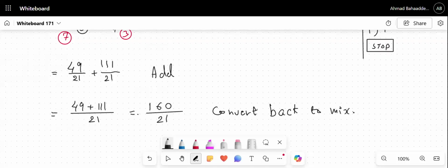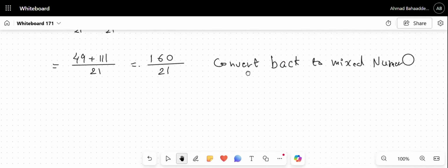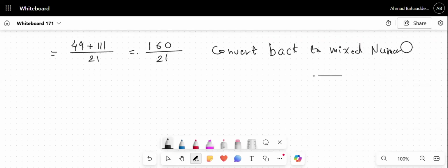To mixed numeral. Okay, guys? To mixed numeral. So in this situation, I'm just going to do the long division. As you know, previously we did that. And I have the long division here. So let's make the long division.